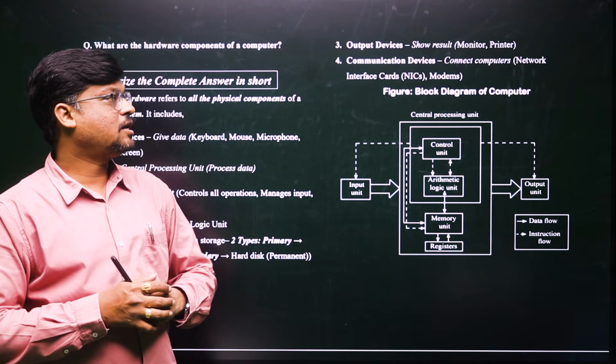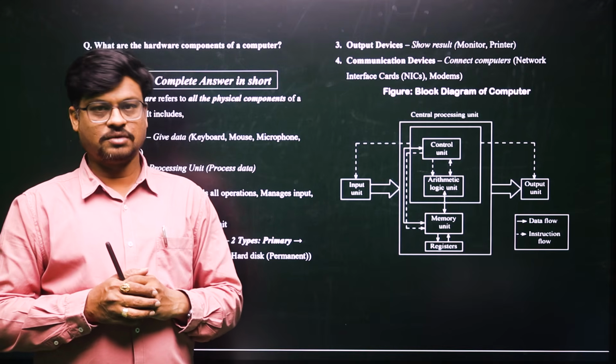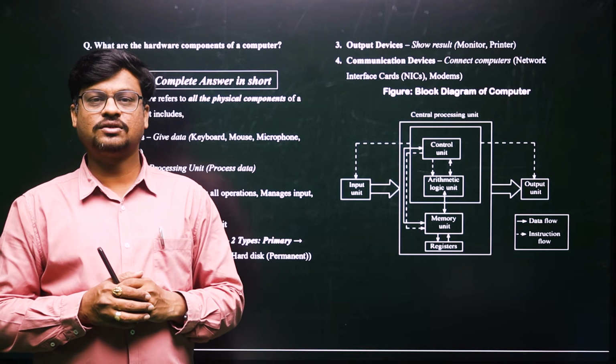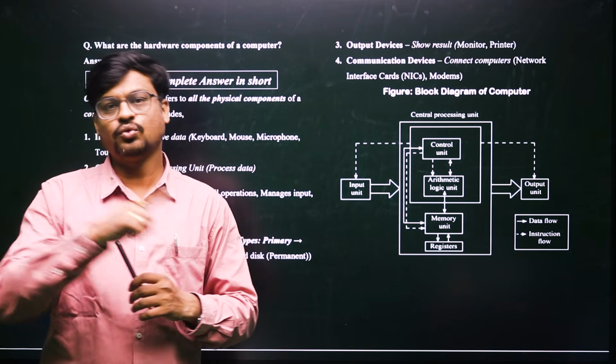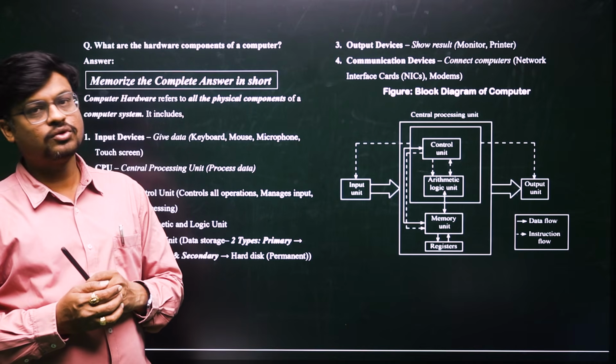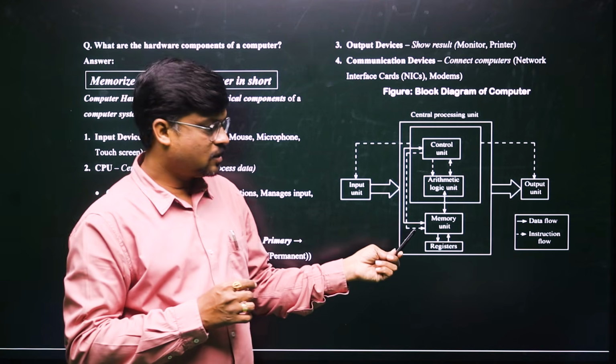Fourth one, communication devices. We have network interface cards, modems, switches, then hub. These things are used to transfer the data from one node to another node. And for the basic summary, look at the example.